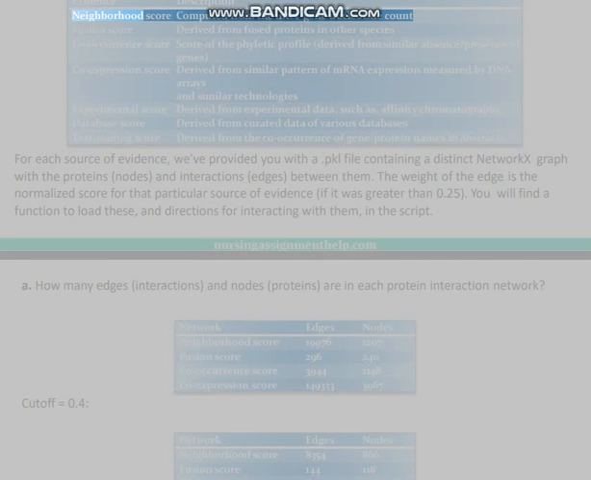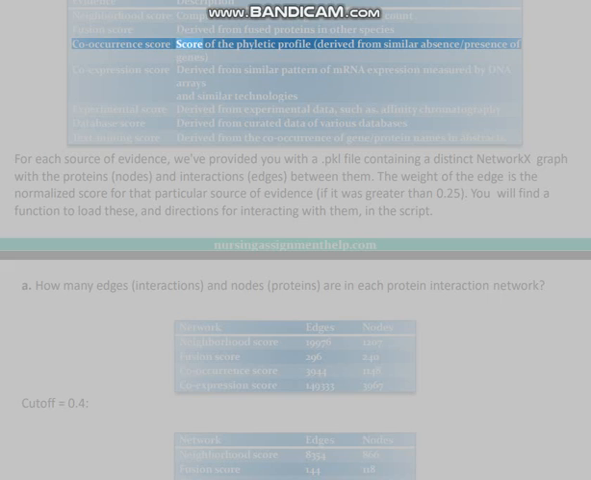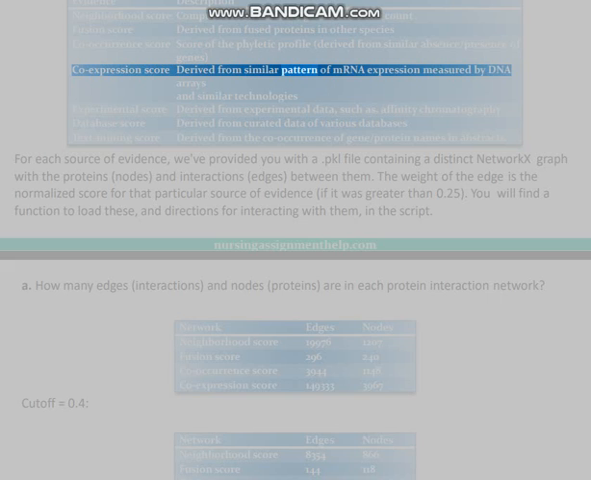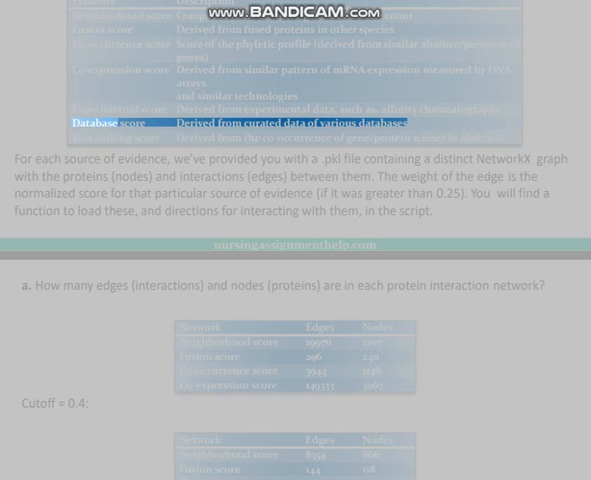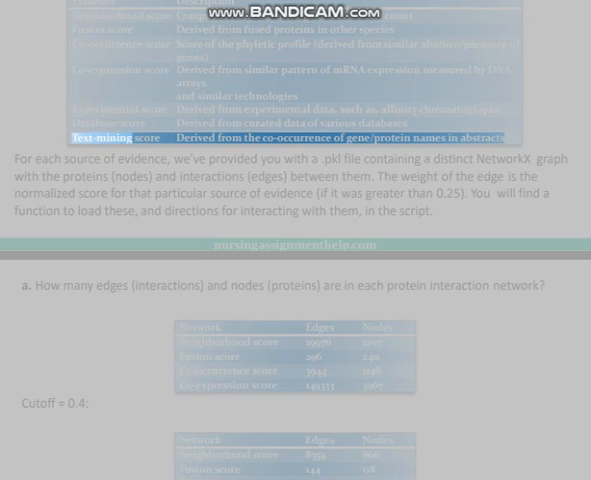Evidence description: neighborhood score computed from the intergene nucleotide count; fusion score derived from fused proteins in other species; co-occurrence score of the phyletic profile, derived from similar absence/presence of genes; co-expression score derived from similar pattern of mRNA expression measured by DNA arrays and similar technologies; experimental score derived from experimental data, such as affinity chromatography; database score derived from curated data of various databases; text mining score derived from the co-occurrence of gene/protein names in abstracts.